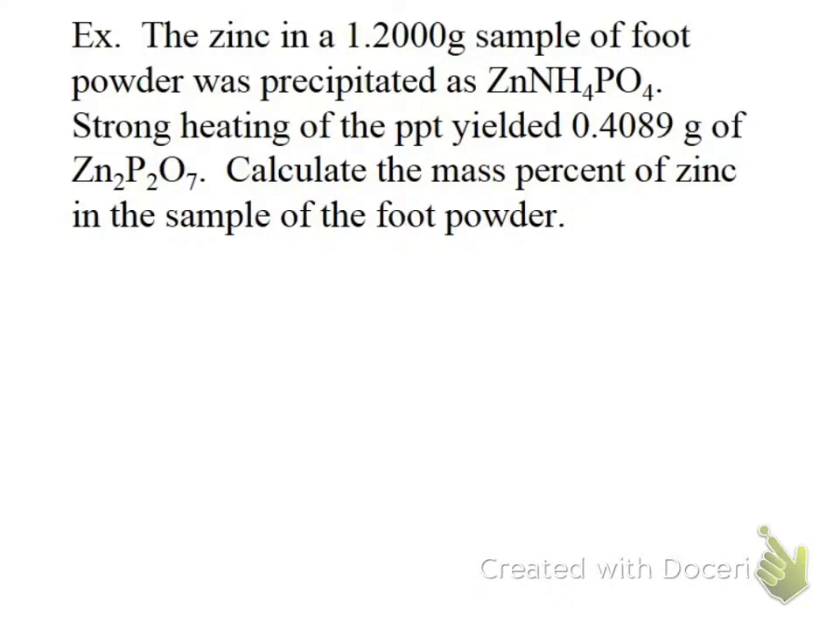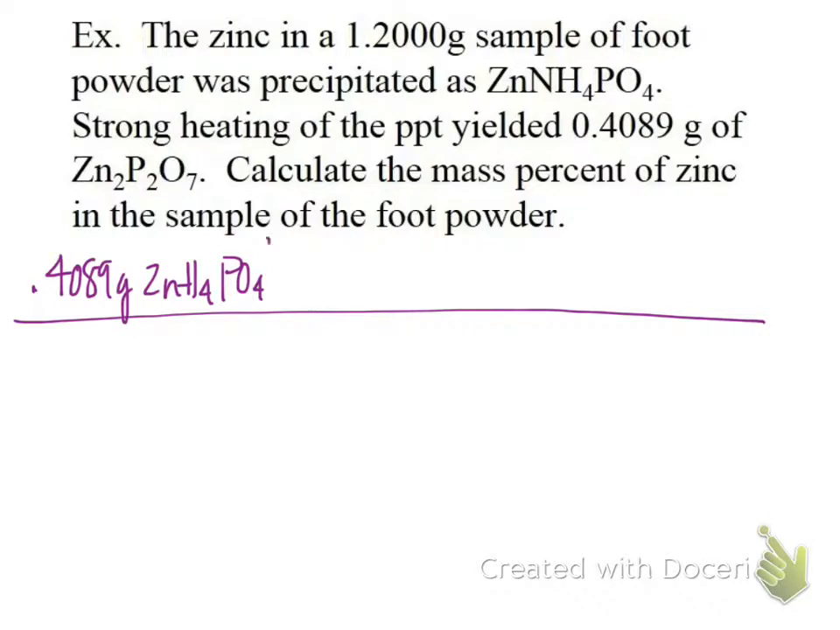So the zinc in 1.20 grams of a sample of foot powder is this particular formula. Strong heating of the precipitate yields this many grams. Calculate the mass percent of zinc in the sample. So we're going to start with the 0.4089 of the zinc. We're going to divide by the molar mass, which would be 304.7.